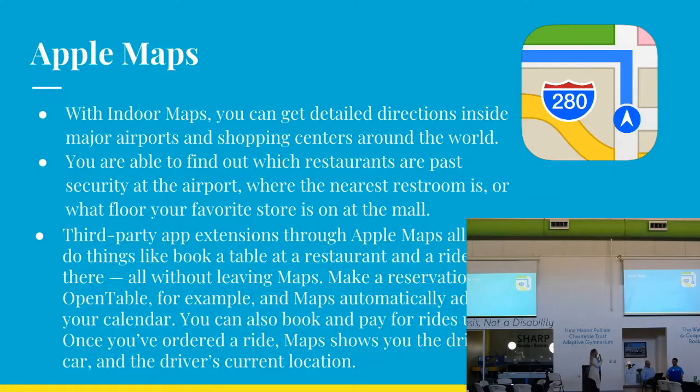And they also have third-party app extensions through Apple Maps that allow you to do things like booking a table at a restaurant and getting a ride there through Uber without leaving Maps. So you can make a reservation through OpenTable, and it's a neat way to organize maybe one big trip if you're doing something with other people.